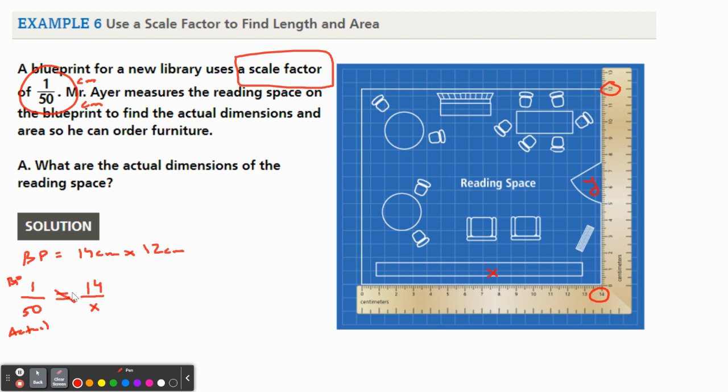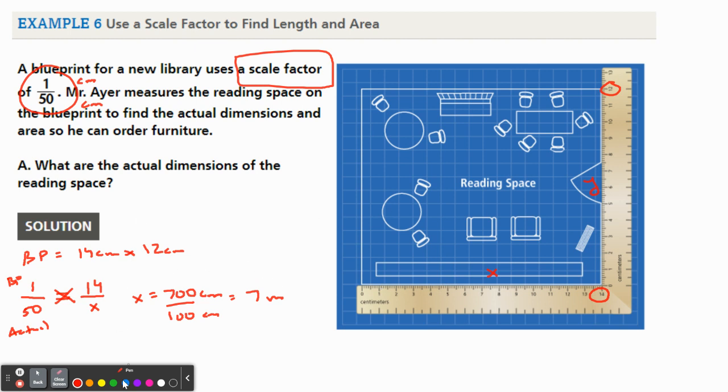We're simply going to cross multiply here, right? X times 1 is x, and 50 times 14 is going to be 700, and that would be in centimeters. Now again, if I want to cut that off and put it into meters, I would divide this by 100 because there are 100 centimeters in 1 meter. And if you divide that by 100, you get 7 meters. So this real reading space is going to be 7 meters long.